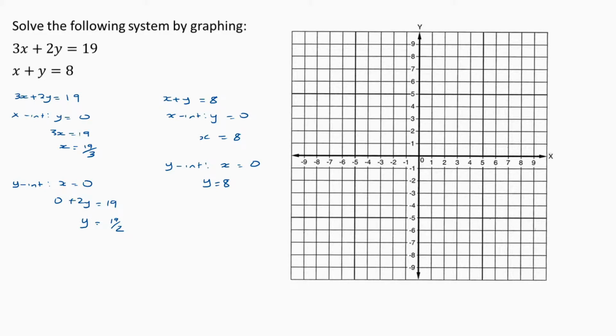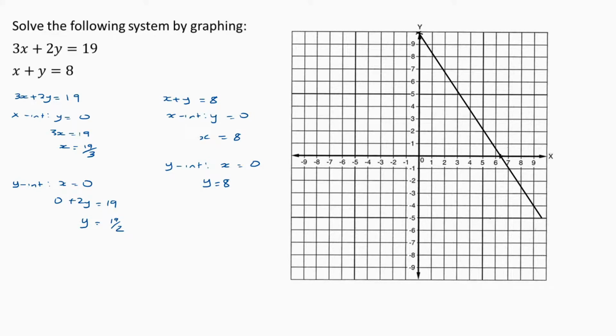X is 19 over 3. So that's right about here. Y is 19 over 2. So that's right about here. So what we're going to do is draw a line that joins those 2 points together. So we start from here, and we draw a line that joins these 2 points together.